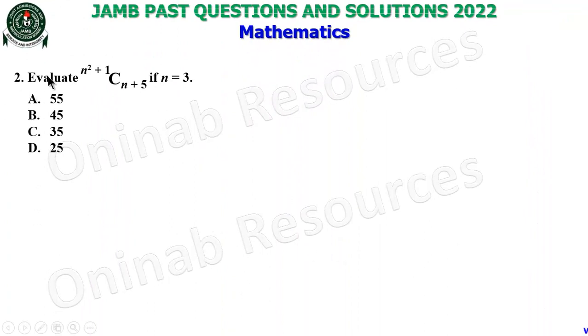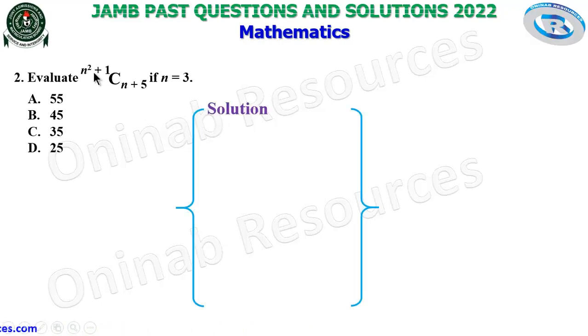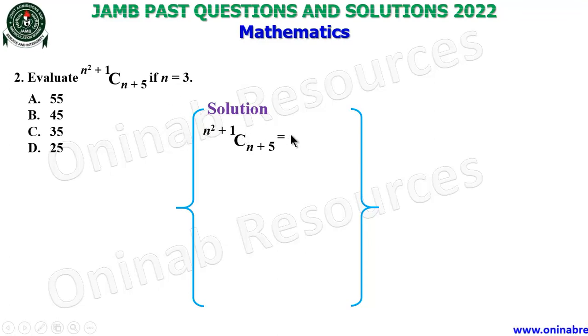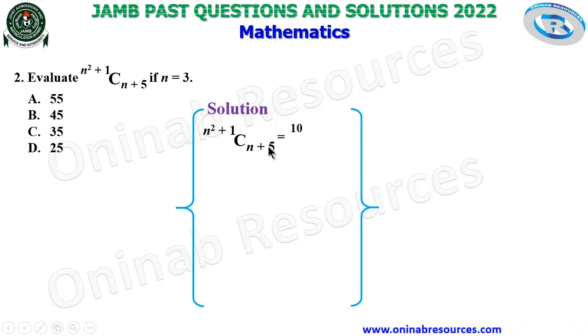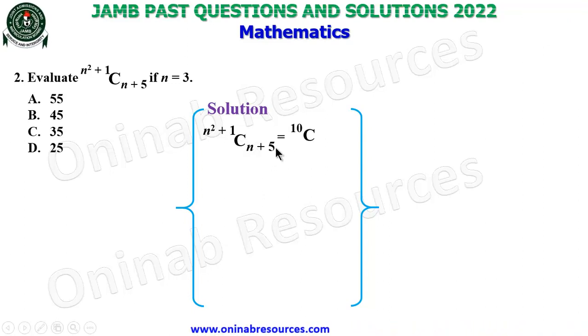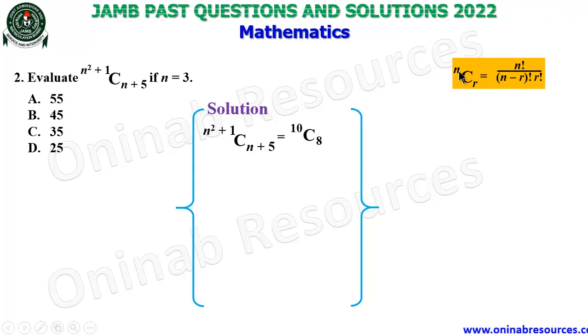We then go to problem 2. Evaluate n squared plus 1 combine n plus 5 if n is equal to 3. This is combination. So in our solution, we substitute n equal to 3, so that n squared, when n is 3, gives us 9 plus 1, which is 10. So we have 10 combine 3 plus 5, which is 8. So this is 10 combine 8.